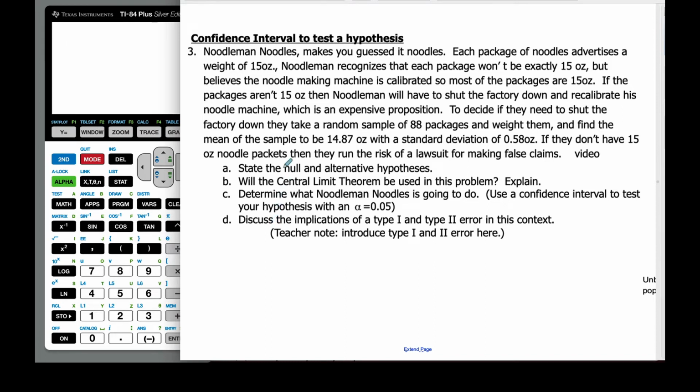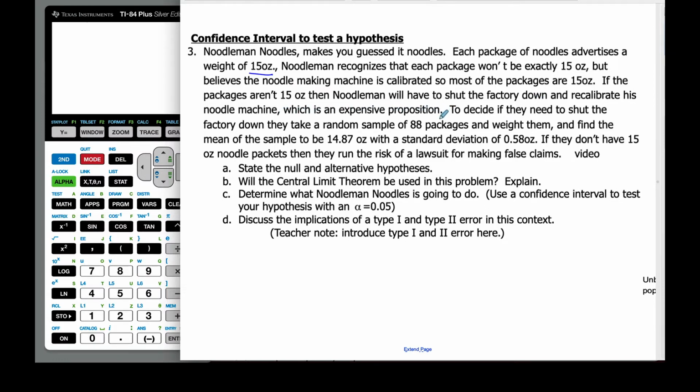Okay, so in this problem here, we have Noodleman noodles, and they make, as you can guess, noodles. Each pack of noodles advertises a weight of 15 ounces. Noodleman recognizes that each pack won't weigh exactly 15 ounces, but believes the noodle making machine is calibrated so most of the packages are 15 ounces. If the packages aren't 15 ounces, then Noodleman will have to shut the factory down and recalibrate the noodle machine, which is an expensive proposition.